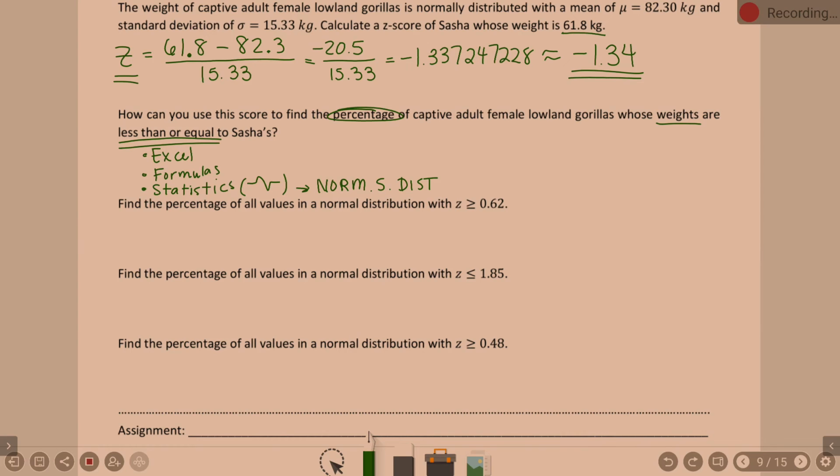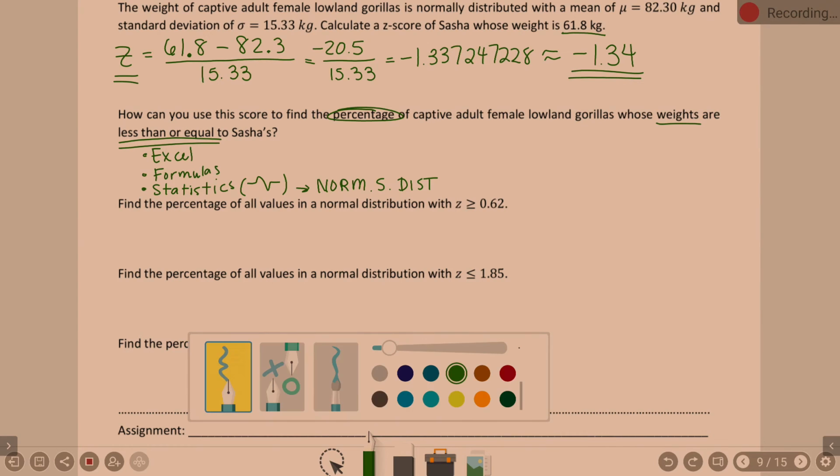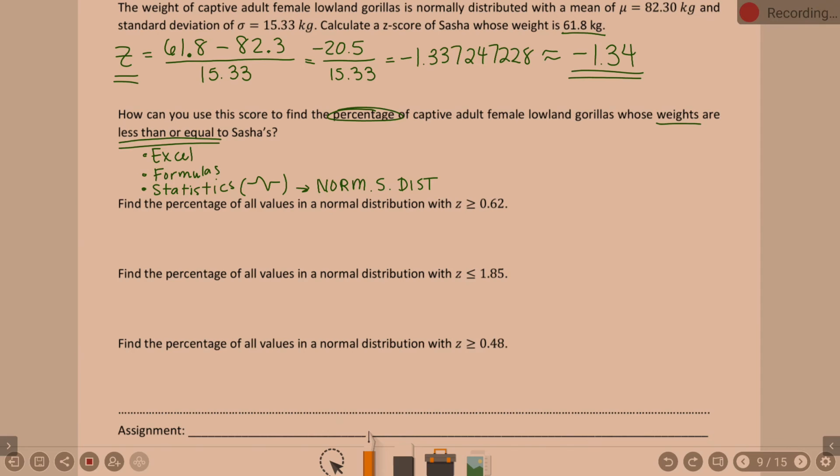Now, when you look at this, you need to realize, and this is going to be important as we continue, that this calculates area to the left of the z-score. Okay, calculates area to the left of the z-score. Got it?